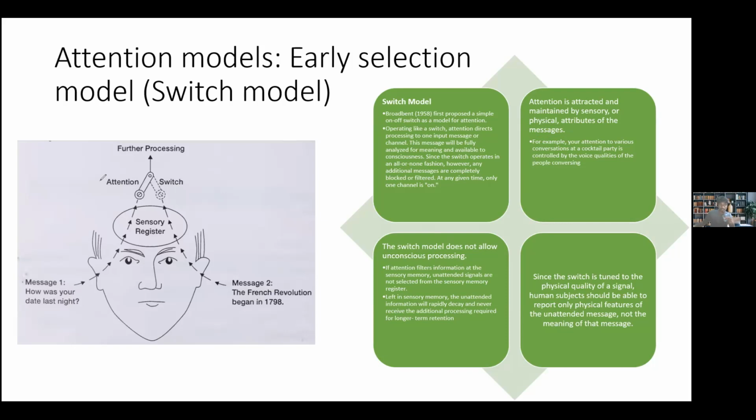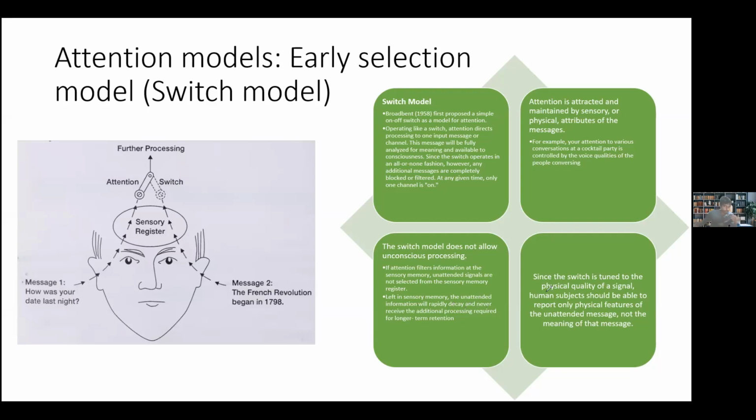So in this model, we do not process things unconsciously. We focus on this thing, so this is more conscious. It's not unconscious. We do not process some things automatically. According to this switch model, we do not process anything unconsciously. Whatever you do not attend to is not processed at all, because there is no unconscious processing in the switch model.